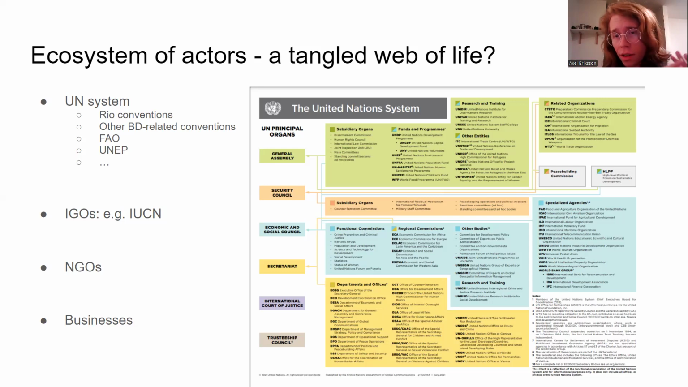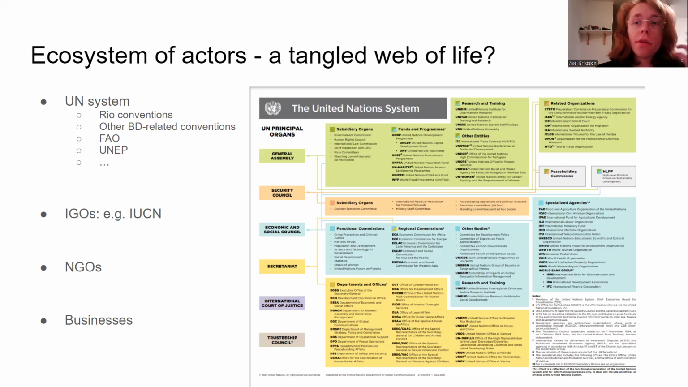And in particular, there are three different conventions called the Rio Conventions, which I will be going into quite soon. There are then other biodiversity related conventions, which are not these three Rio Conventions. There is the Food and Agriculture Organization in the UN, which deals with the food and agricultural aspects of biodiversity, for example. And the UN Environment Program, which has quite a broad mandate relating to environmental issues, including biodiversity.